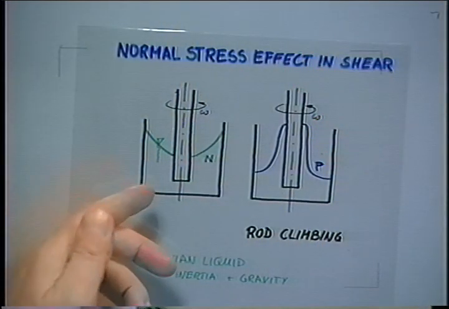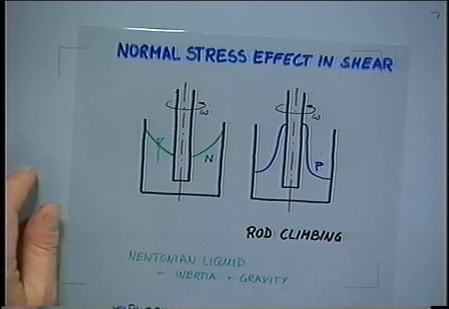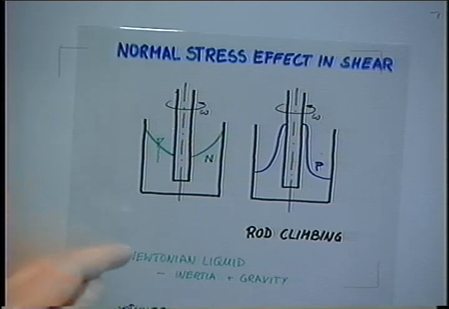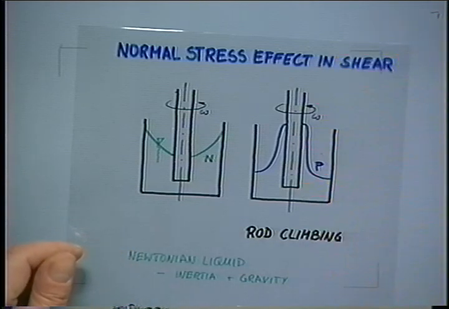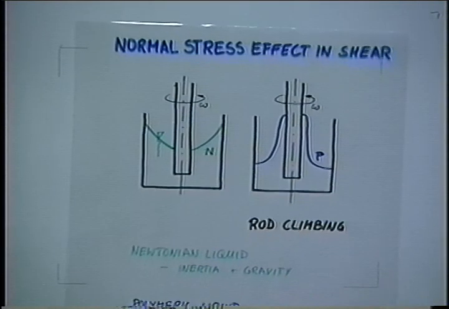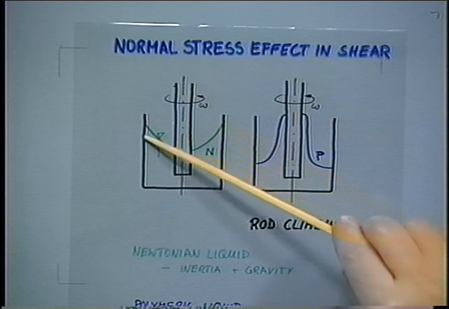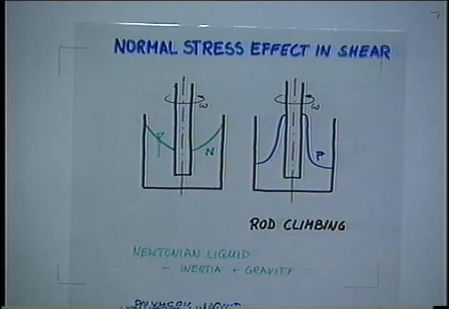Now, if this is a Newtonian liquid, then you're just swirling the material around, and the centrifugal forces give rise to some pressure gradient to the outside. They are balanced by gravity, and you get a parabolic surface. You all know this when stirring coffee. You stir it, and then you take off your spoon, and you have your parabola.